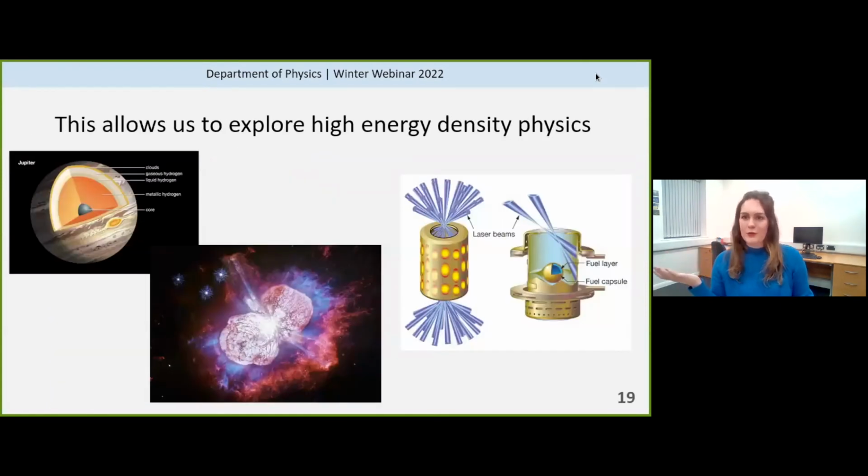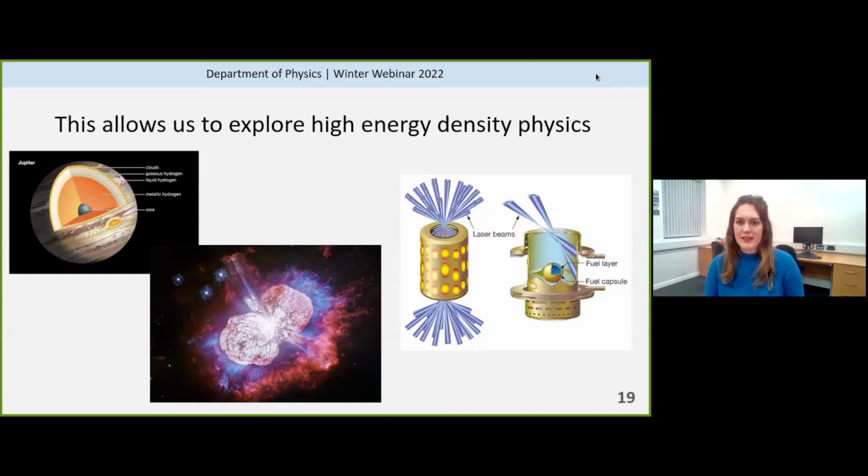But why do we go to all this trouble? It seems like quite a lot of faff to create this ridiculously high power laser. It's quite a lot of effort to be able to focus it down onto these tiny, tiny targets. What is the point? Why do we want to do that? Why do we care about high energy density physics? So this is where the motivation comes into it.